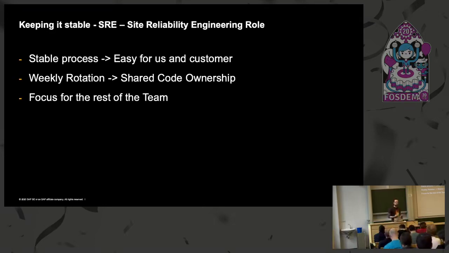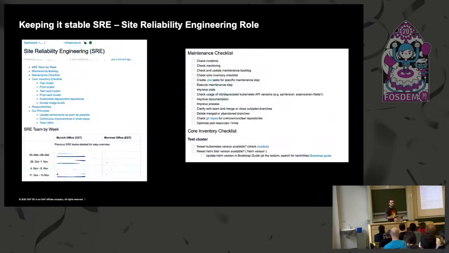It's a weekly rotation. Everyone in our team has to do it, and everyone in our team has the time and effort to actually have a look at every part of our infrastructure. Because we have so many different components just to run the Jenkins, you actually need this time. And it gives the rest of the team the focus to work on what they're working on without getting interrupted all the time. How does it look? It's a wiki page with a timetable, and then there's a checklist. Nothing magic. Works great, though.